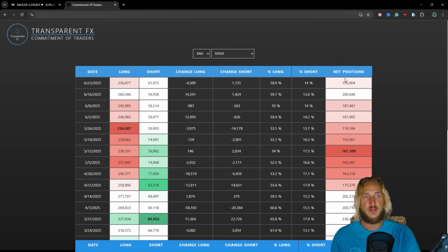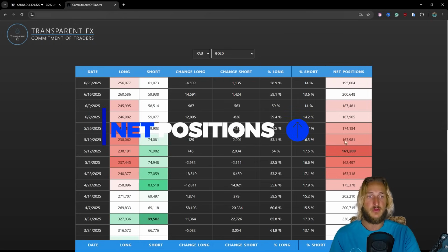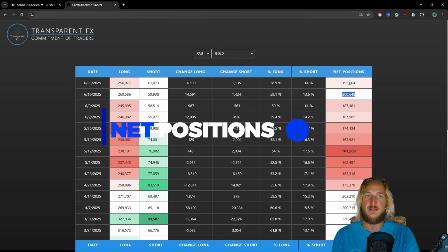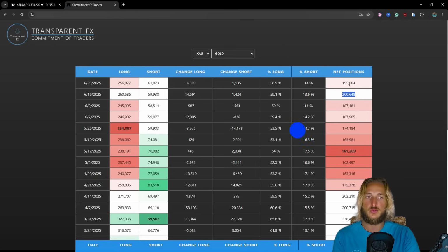And what we can see here is that with the last reports, net positions have been massively increased. We went from 161k to 200k net positions. However, now with the last report, for the first time, we start to see net positions getting decreased once more. So in the short term, we're starting to see institutions leaning back towards the bearish side for the market. So they expect that correction as well, with net positions going from 200K to 195K.